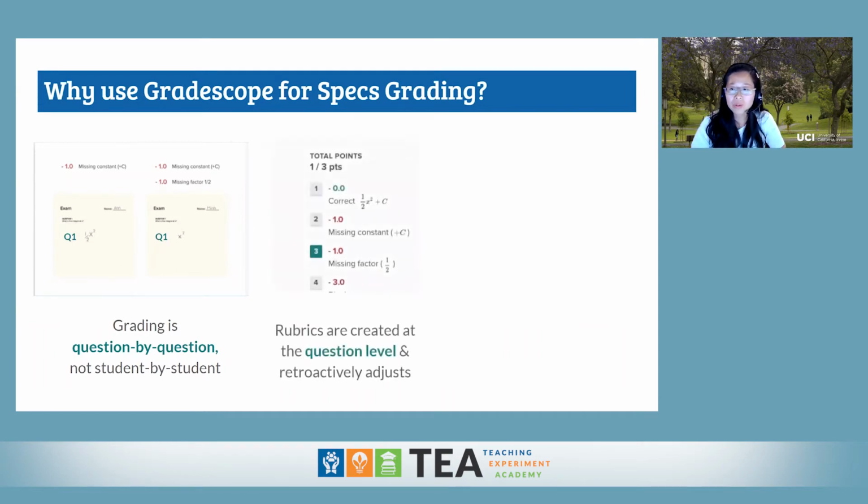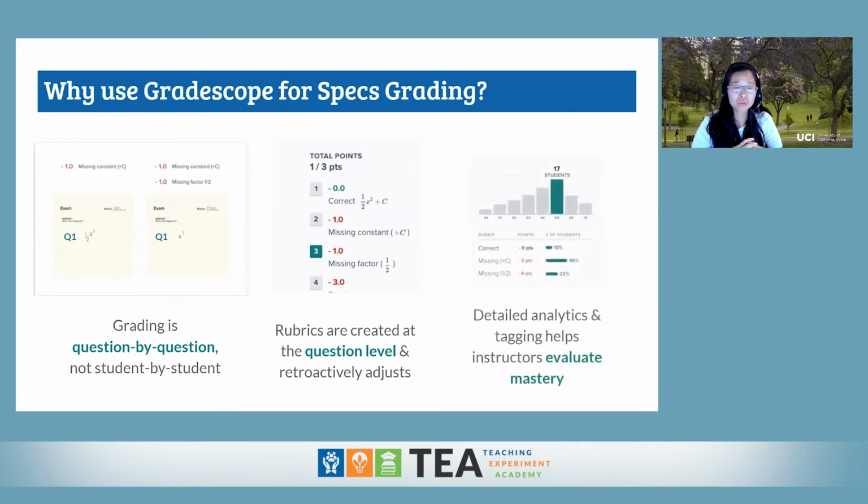Another appeal of Gradescope is that rubrics are created at the question level. And if you adjust a rubric item for one question, it will actually retroactively adjust for that question in all assignments you've already graded. So with specs grading, rubric creation and letting students know exactly what knowledge or what skill they should be demonstrating at this specific question level is particularly important, right?